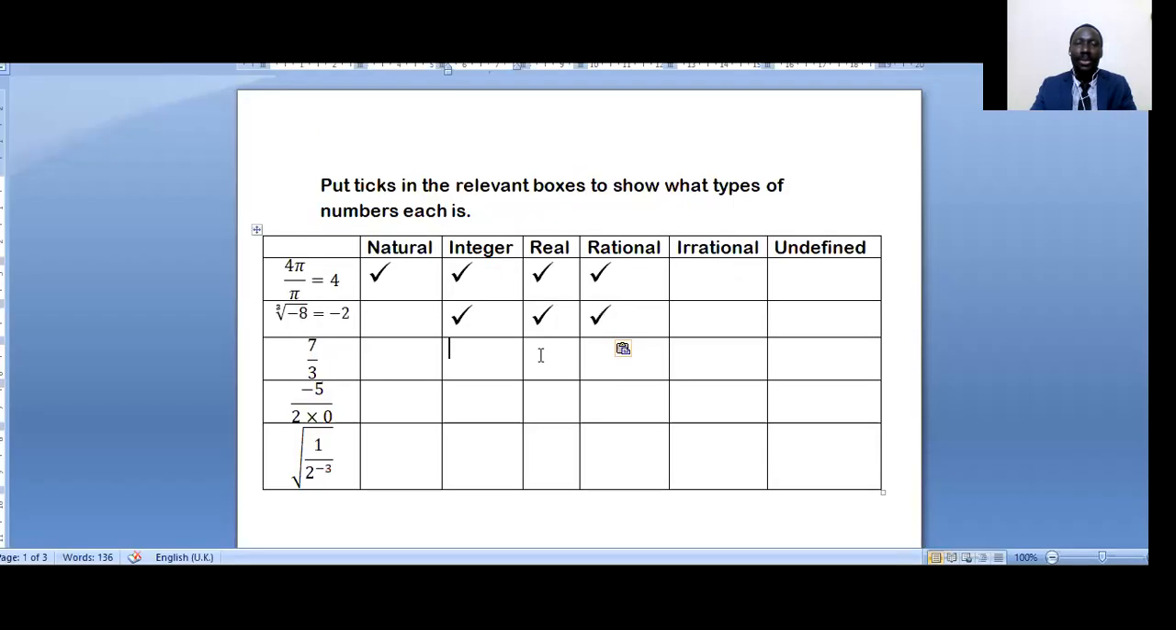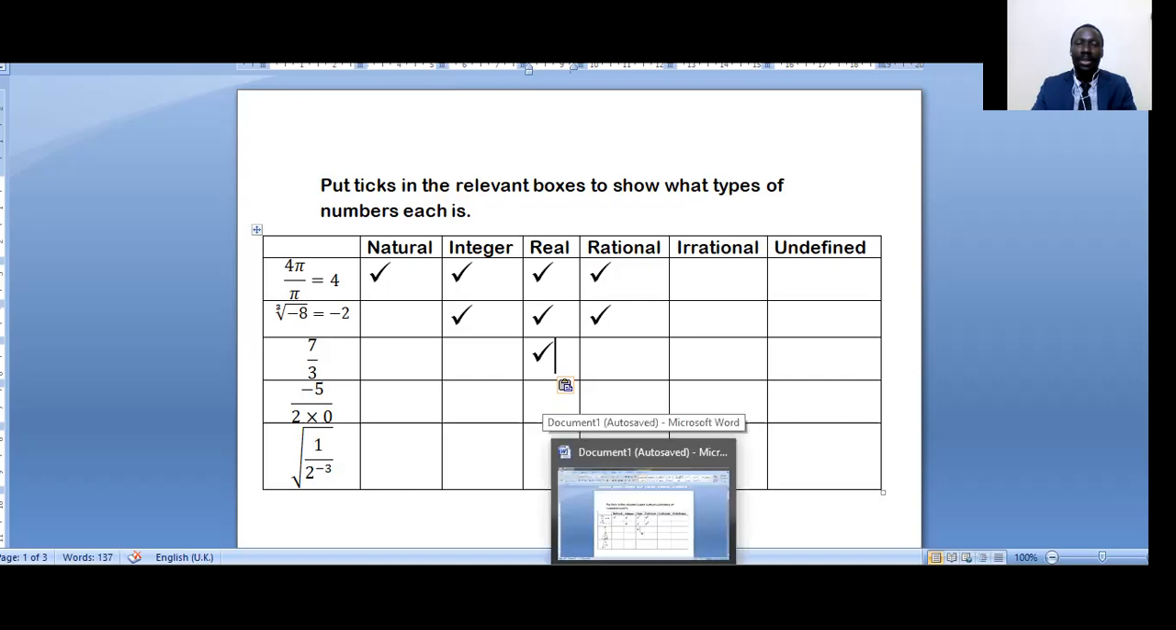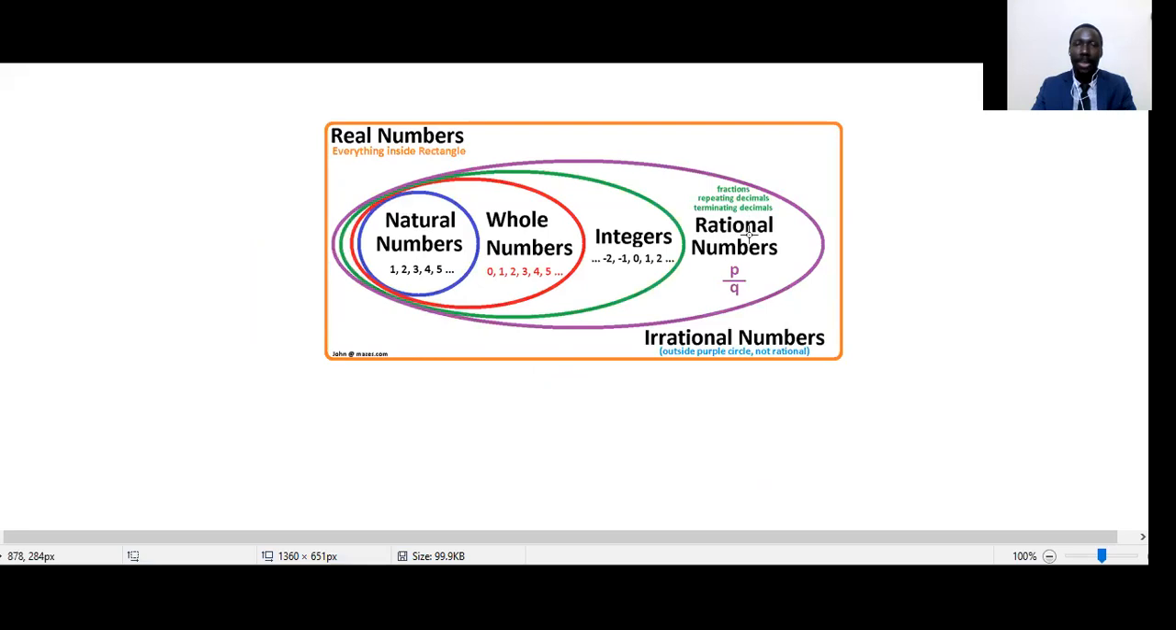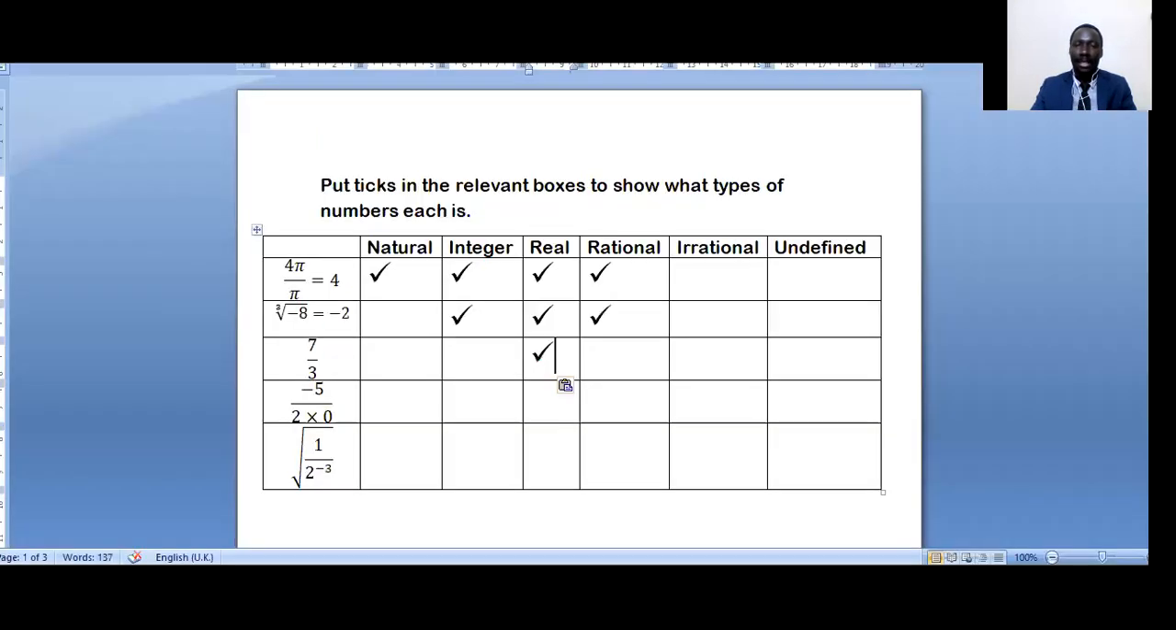Well, that means we can move on to real. Is 7 divided by 3 a real number? Yes, it's a real number, because 7 divided by 3 will fall under one of these rational numbers. And rational numbers are also real numbers. Yes. Then there we go. This is a rational number. It can be expressed as a number divided by the other.